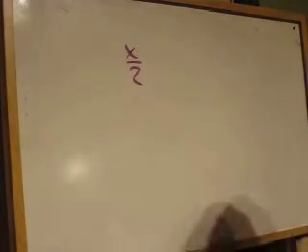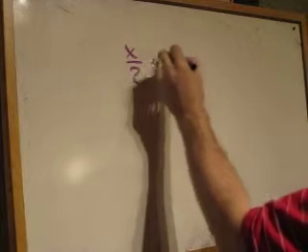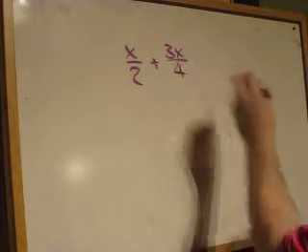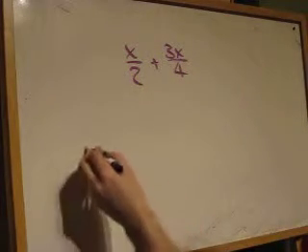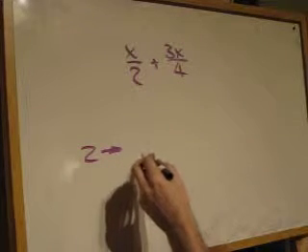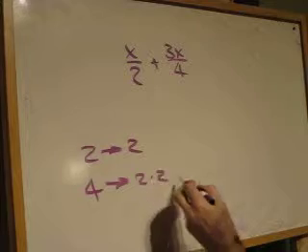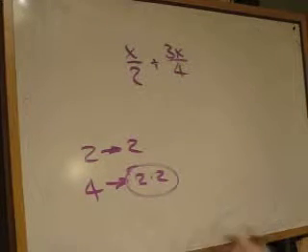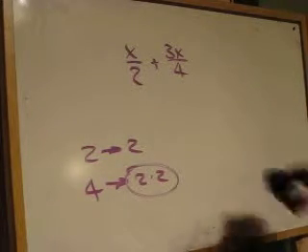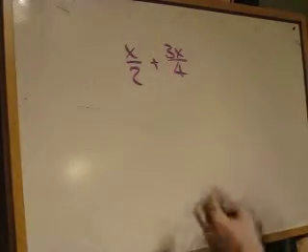Alright, let's do one final one. x over 2, and let's add 3x over 4. Okay, so 2, its factors are just 2 because it's prime. 4, we're going to change that to 2 times 2. This occurs more often than this one. So our least common denominator is going to be 4.